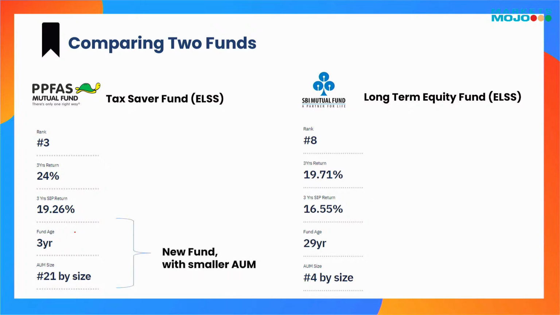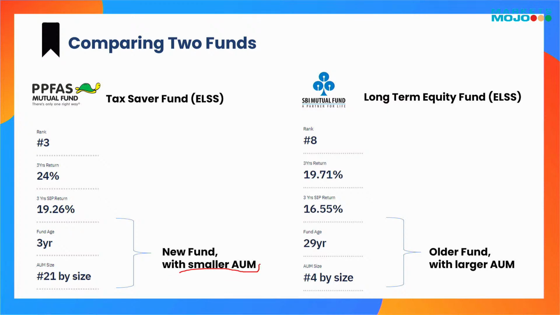Okay, if you look at this particular fund, it's new because it has only been around for the last 3 years, and it has a smaller AUM. It's number 21 by size. Whereas if you look at this particular one, it looks very different. It's an older fund, 29 years with a larger AUM. Okay, now one of the funds over here has a particular advantage and the other fund has an advantage. Okay. The advantage of the first one is the smaller AUM which I'm talking about.